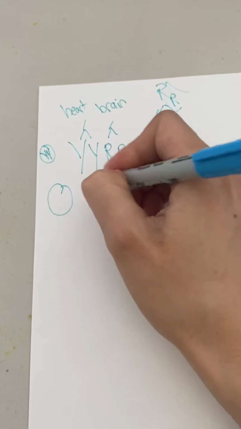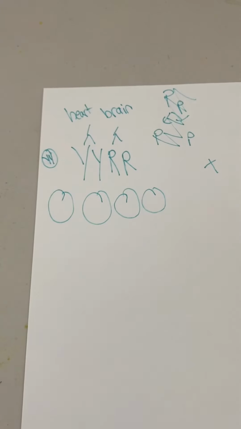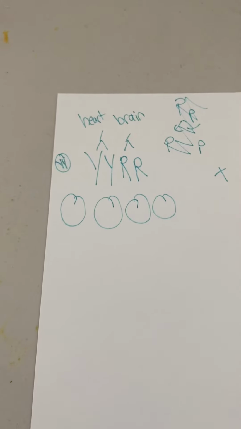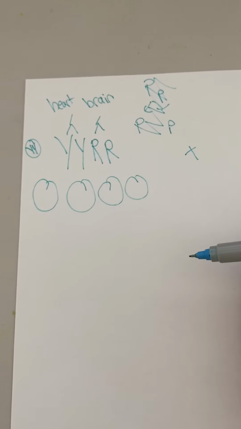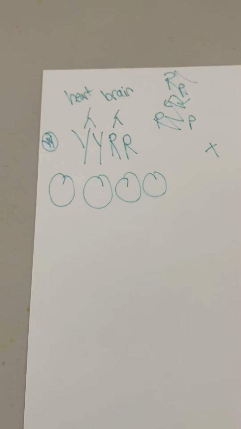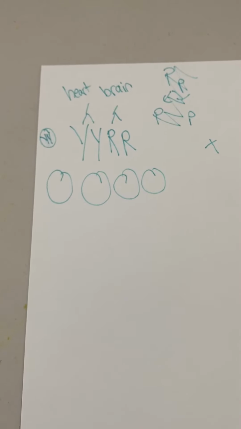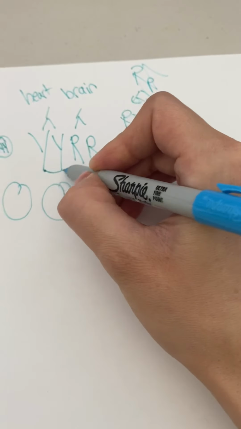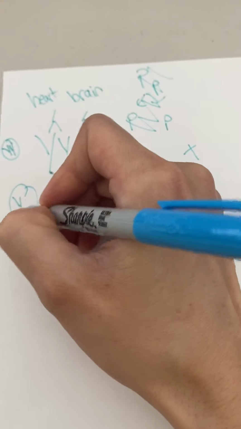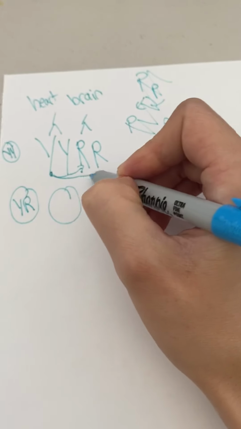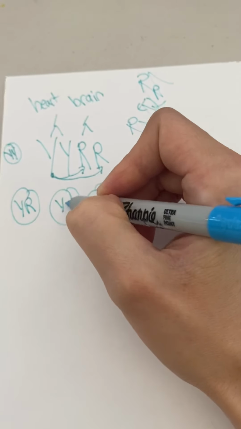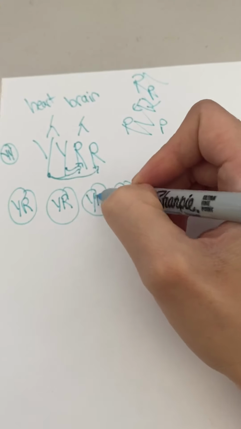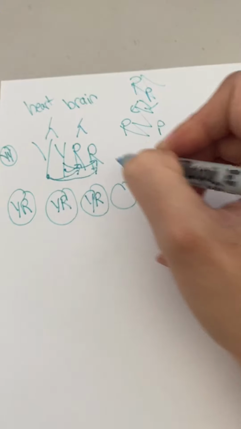So we want to make sure that in our possible combinations, we have at least one copy of each of the important chromosomes, or in this case, just letters. So I'm going to show you how I figure out all the possible combinations, and you can figure out what makes the most sense to you. So our possible combinations are capital Y, capital R, capital Y, capital R, capital Y, capital R, and capital Y, capital R.